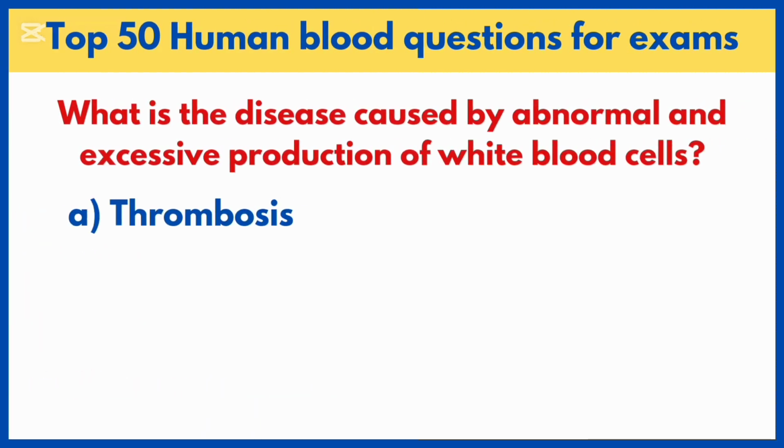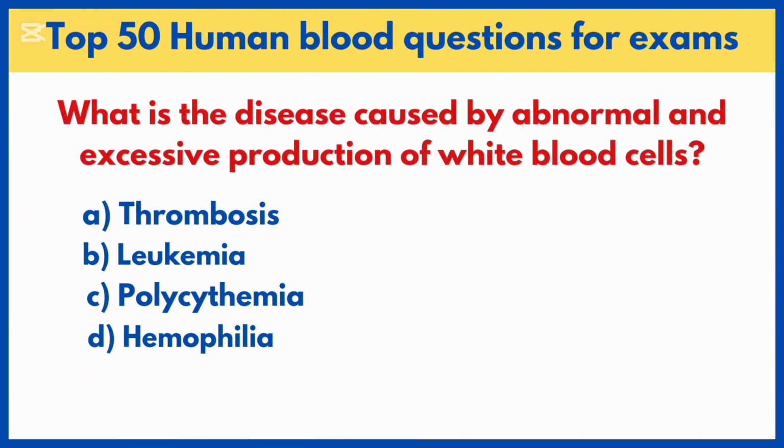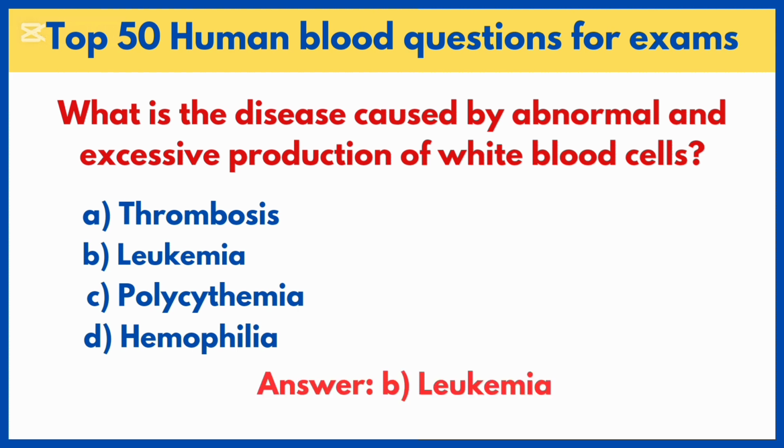What is the disease caused by abnormal and excessive production of white blood cells? Correct answer is option B, leukemia.